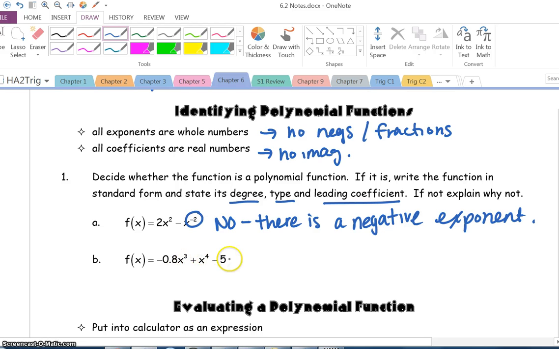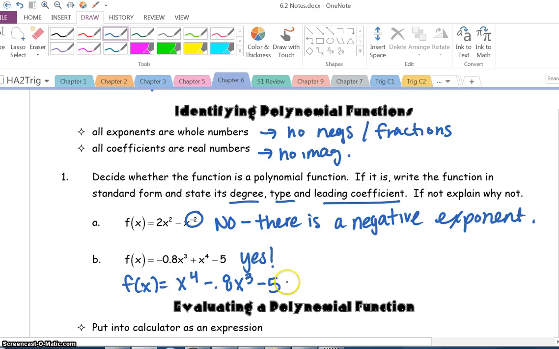Our exponents are all whole numbers, and our coefficients are all real numbers. Now remember, an imaginary number is a negative underneath a square root. This is just a negative number. That's absolutely fine. So now we are going to put this into standard form. That means the x to the 4th is going to come first because it has the highest exponent. And then we'll just go in descending order.